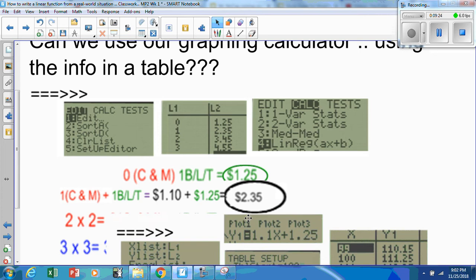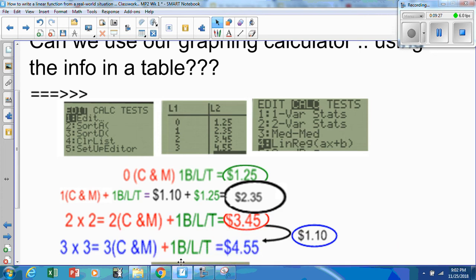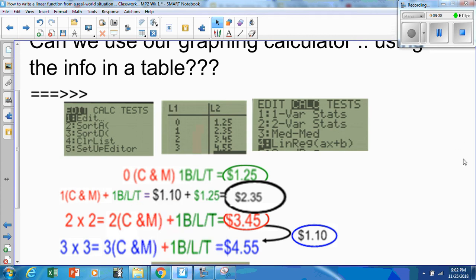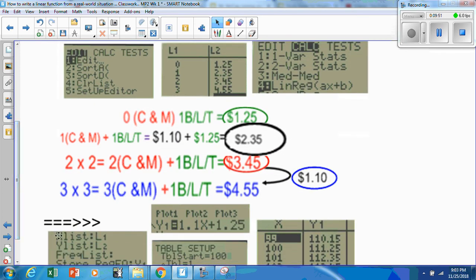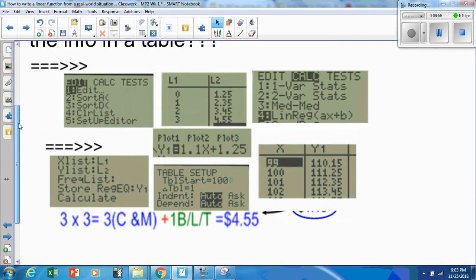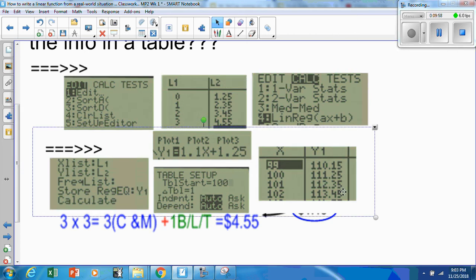Love it. We've done this. Then I'm going to stat calc, and I'm putting number 4 in there for my linear regression, and I'm going to let my calculator take a look at what pattern comes out. And this is the pattern, guys. I'm going to generate an equation that looks like this. My rate of change is $1.10. My y-intercept is $1.25. And we've seen where these numbers came from.